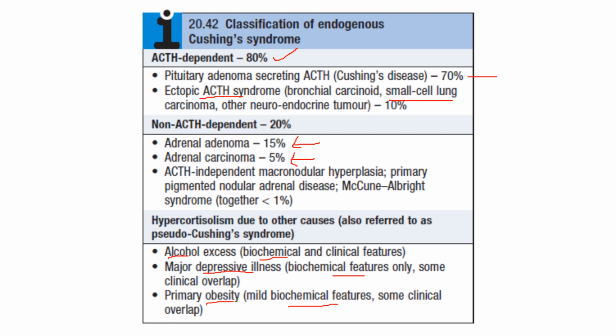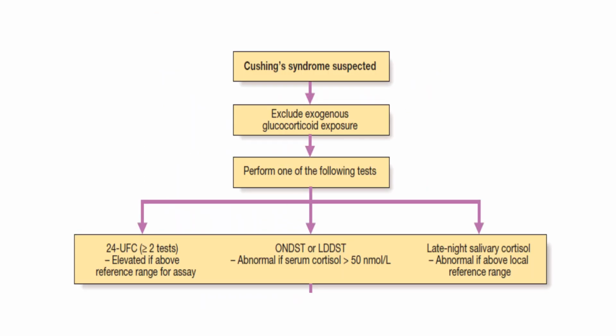So let's see, once you have a suspicion of Cushing syndrome, how to go about it. First, as I told you, you need to exclude exogenous glucocorticoid exposure. This is very important. In the history, it may be occult. The patient may be taking it through some food products or some physical building measures, supplements. So this we need to properly obtain from the patient by history.